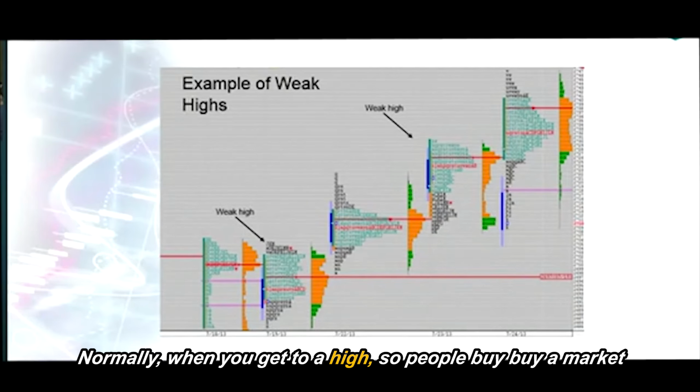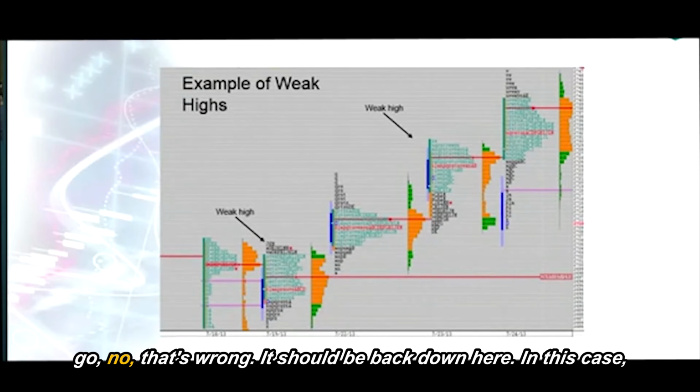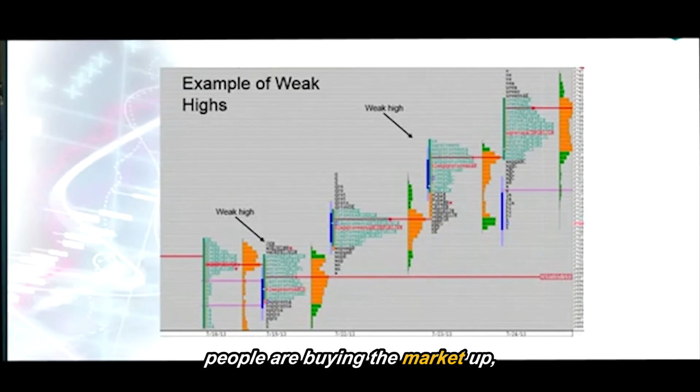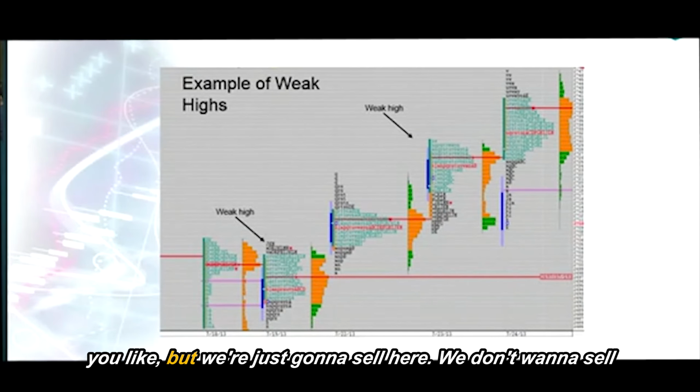Normally when you get to a high, so people buy a market up or buy any product you like up, it gets to a price and sellers go, no, that's wrong, it should be back down here. In this case, people are buying the market up, but the sellers are just sat there going, you can buy as many as you like, but we're just going to sell here.